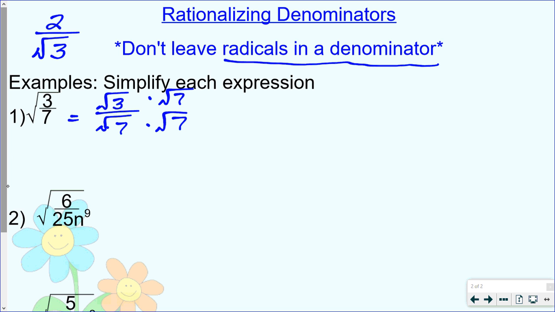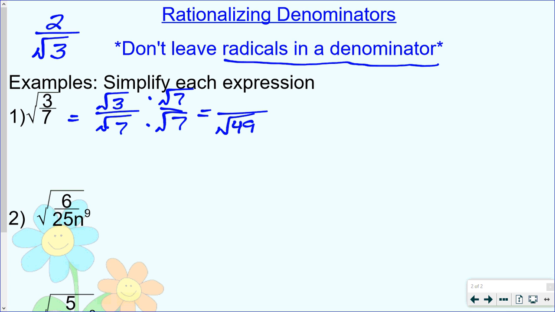So how can I do that? Well, the square root of 7 over the square root of 7 is just 1. Remember, you can do whatever you want to a fraction as long as you do it to both the top and the bottom as far as multiplying goes, because the square root of 7 over the square root of 7 is 1, so I'm not really changing the value. So why did I do that? Well, the reason I did that is because the square root of 7 times the square root of 7 would be the square root of 49.